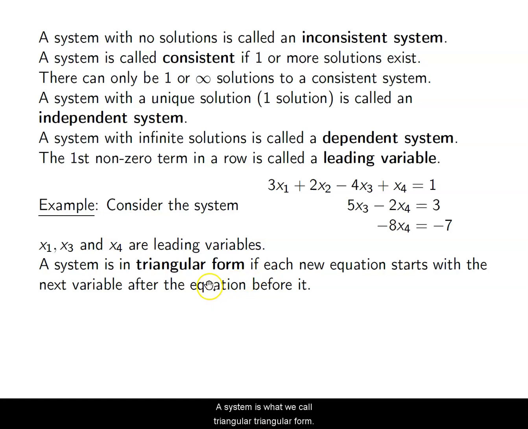A system is what we call triangular, or in triangular form, if each new equation starts with the next variable after the equation before it. So this is not triangular because x2 is never a leading variable. So if this was your first leading variable, if this was the second leading variable, and then x3 was the next leading variable, we could call that triangular. Okay, technically not, but I'd be okay with it for right now.